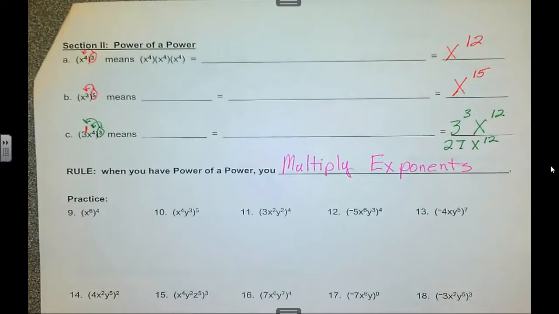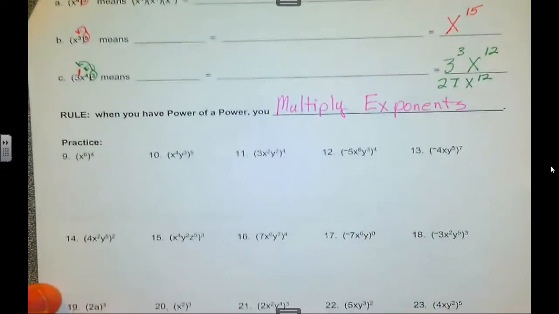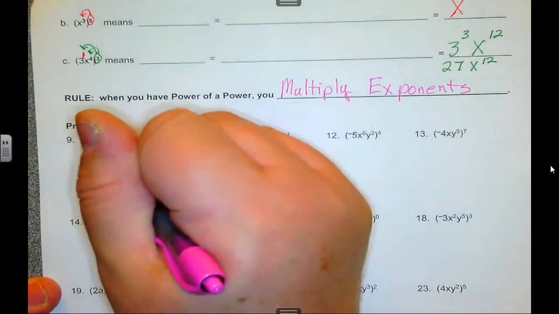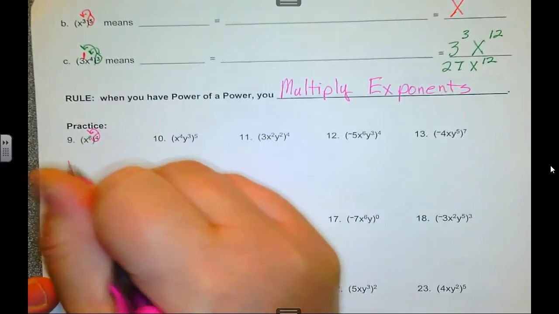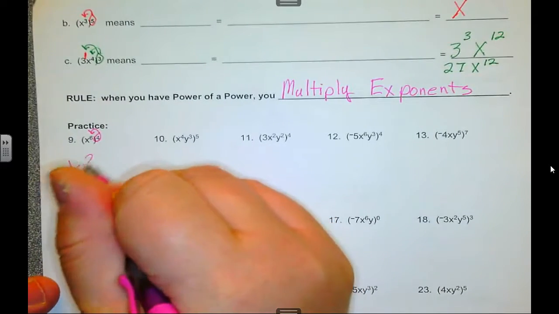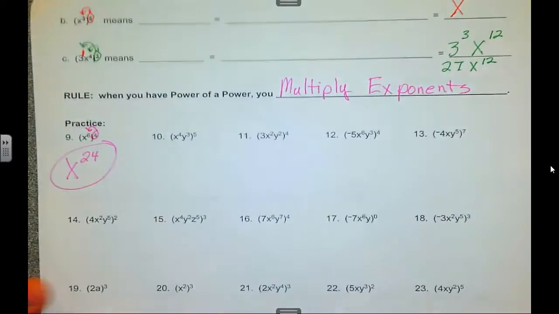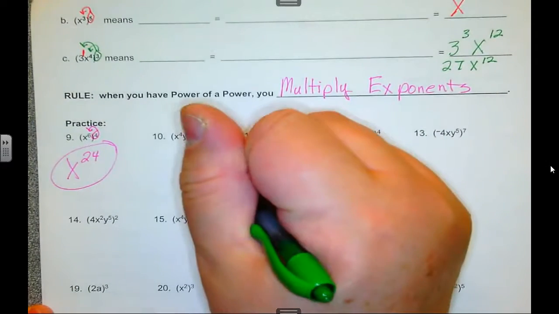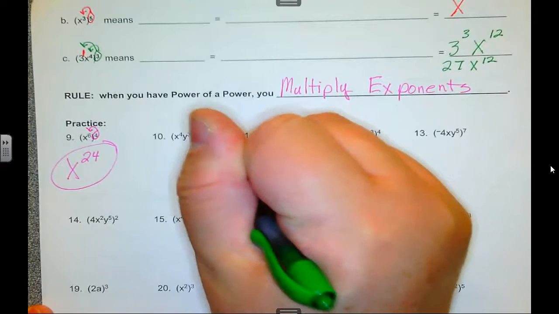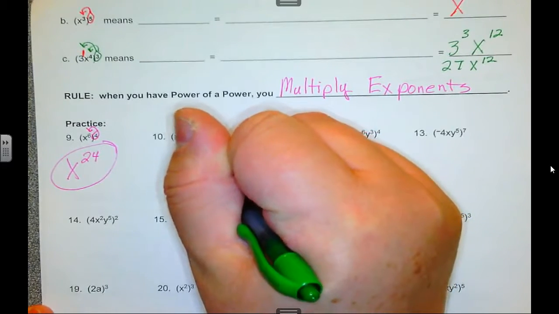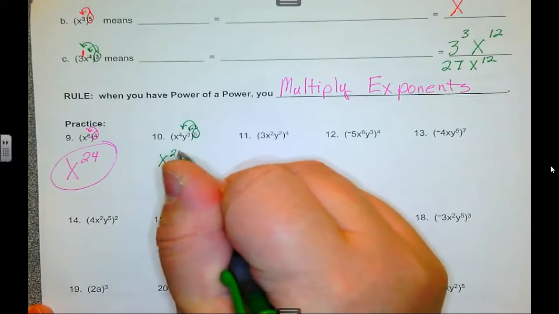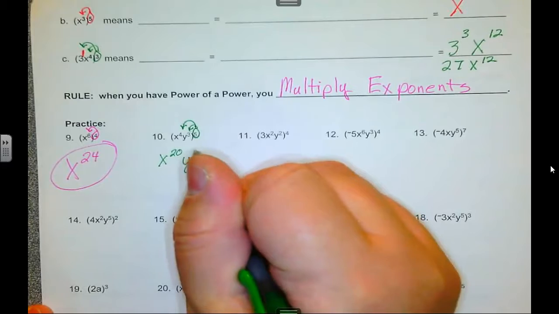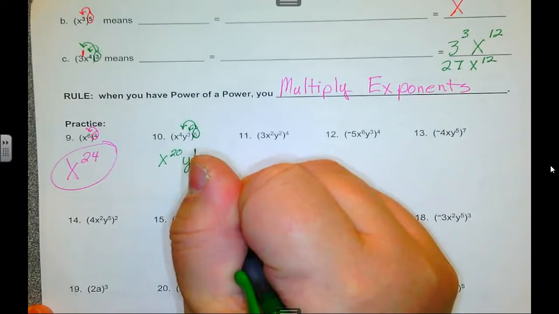All right, number 9. My number is outside parentheses, so I'm going to multiply the exponents. X to the 6 times 4, 24. Number 10. Exponent 5 is outside parentheses. Going to multiply to each exponent. 20. Y to the 15th. Good.